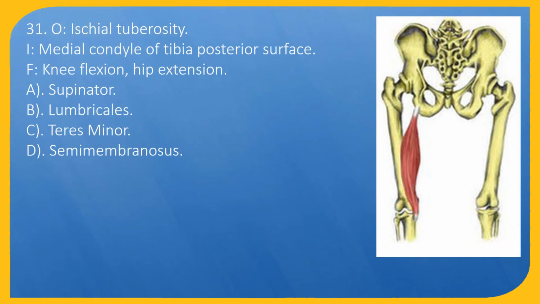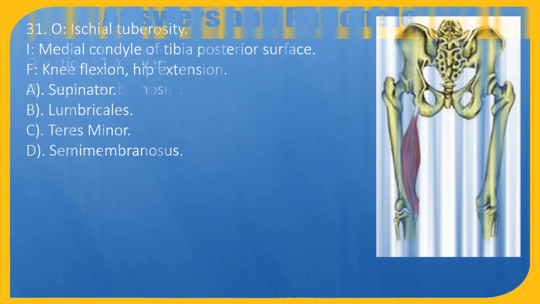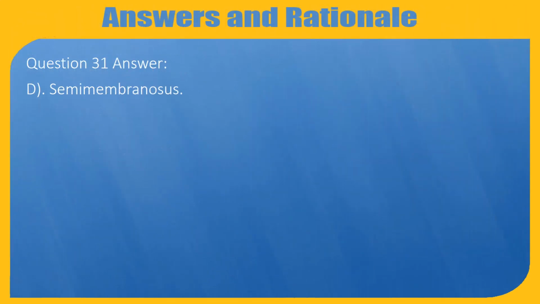Question 31. O: ischial tuberosity. I: medial condyle of tibia, posterior surface. F: knee flexion, hip extension. A. Supinator. B. Lumbricales. C. Teres Minor. D. Semimembranosus. Question 31. Answer D. Semimembranosus.